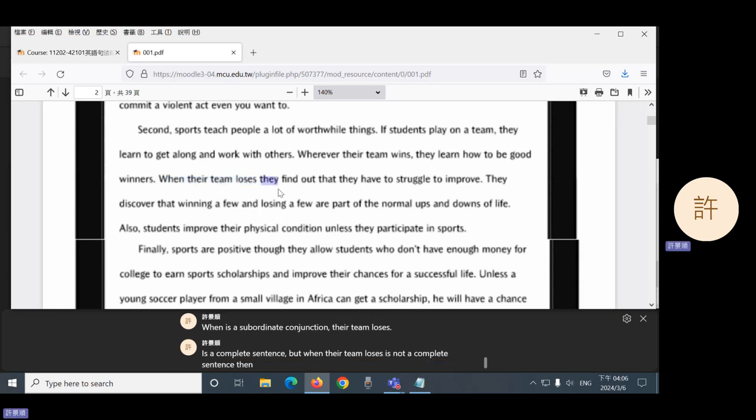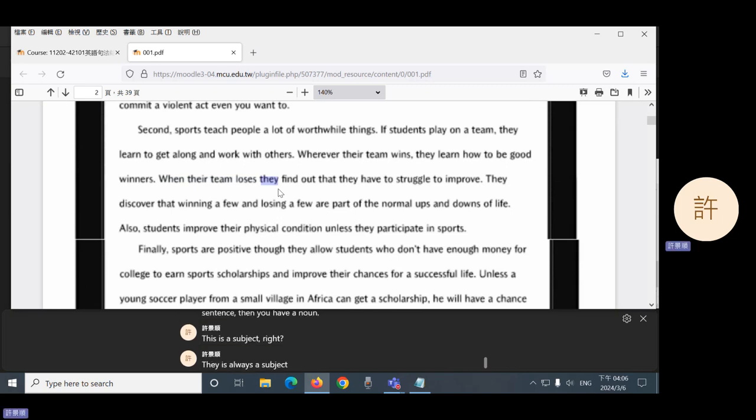Then you have a noun. This is a subject, right? They is always a subject. Them is the object, but this is they. So it begins a new sentence. Therefore, the separation is here, and you need to put a comma to mark the separation.